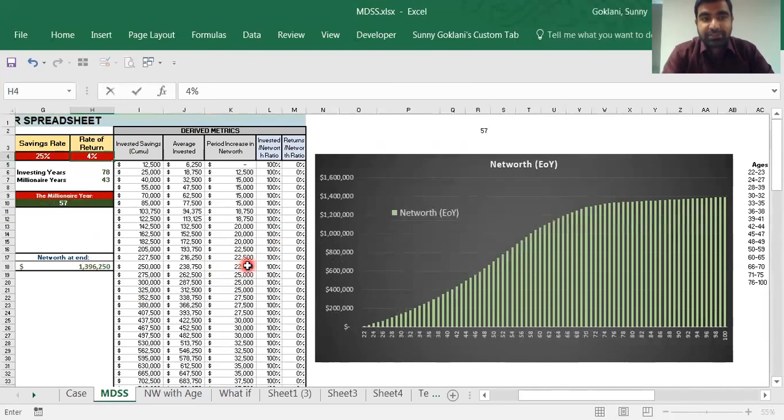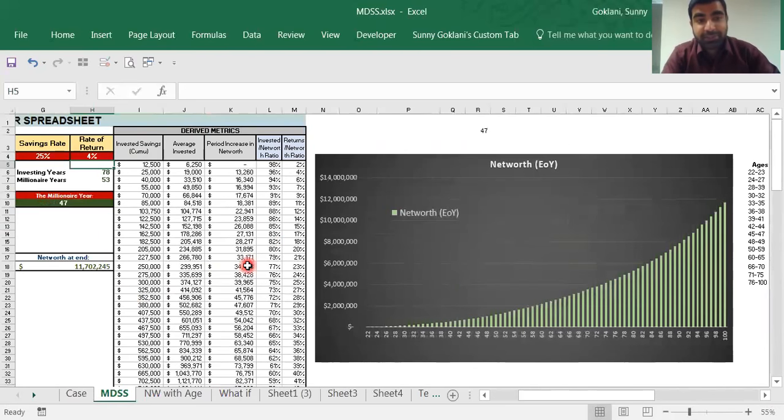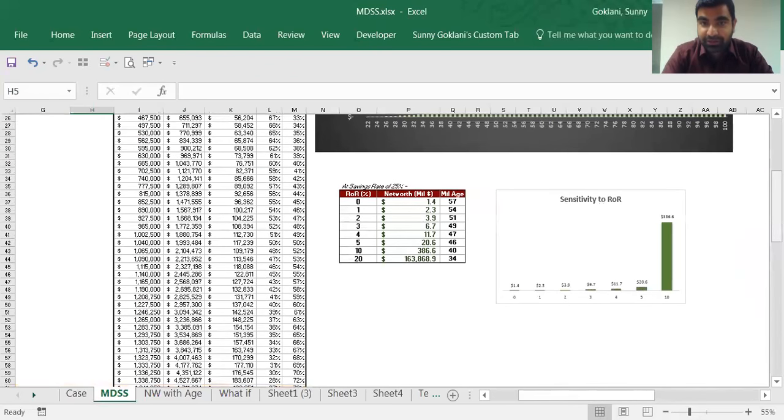Our case takes it from 1 point something billion to 11.7 million, and they become a millionaire at age 47. If you're able to generate more returns, and this is a real table that I put together, just look at this: every percentage you generate more increases your rate of return. Sensitivity changes your net worth exponentially.